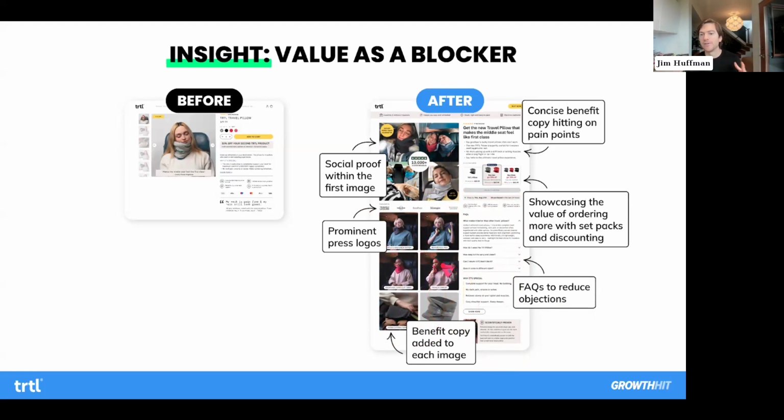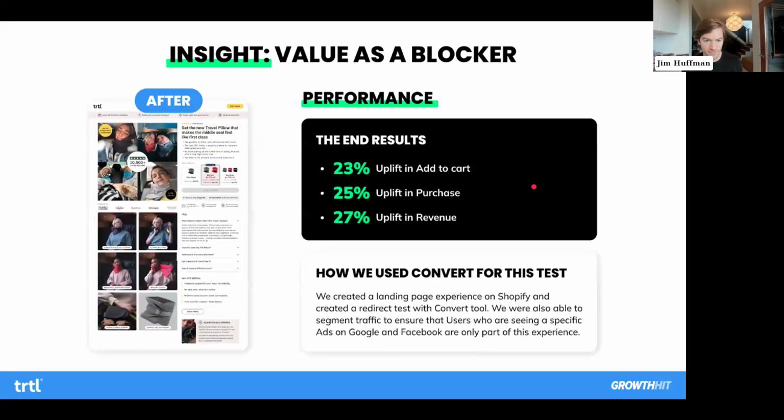So again, it's all around value, because if they just say, oh, it's another travel pillow, we're losing. We have to call out that point of differentiation. But oh yeah, I'll share the results, and again, any questions on it. But yeah, uplift in add to cart of 23%, lift in purchase of 25%, and revenue of 27% as people started shifting to more of the bundles. And we're also able to segment traffic to this because this page functioned as a really nice ad landing page for Google Ads and for Meta and Instagram.